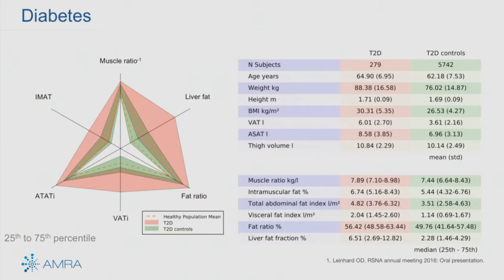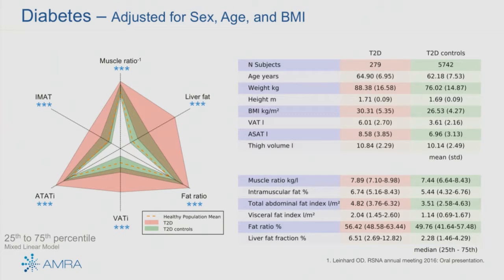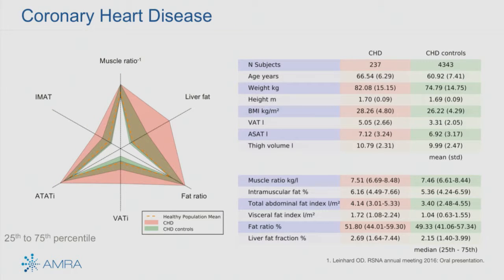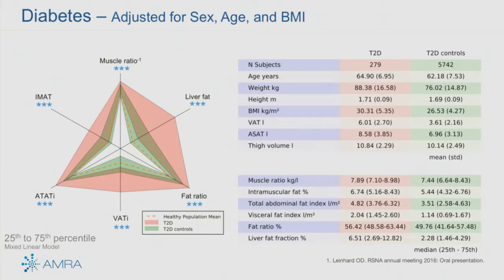We can look at the diabetics, comparing diabetes type 2 to controls without any form of diabetes. 279 subjects, and we see in red the diabetics, green the controls, and in brown the overlap between the groups. And we see a very exploded BCP shape. Statistics highly significant on all axes. We can build a linear model, adjusting for sex, age, and BMI, still highly significant, indicating the importance of these variables.